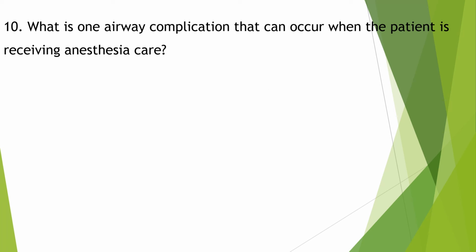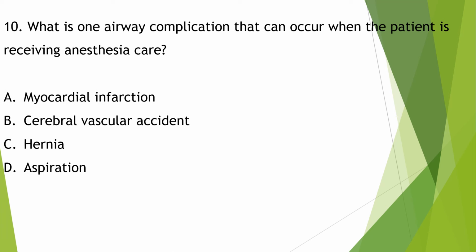What is one airway complication that can occur when the patient is receiving anesthesia care? Is it a myocardial infarction, cerebrovascular accident, hernia, aspiration? Aspiration is a direct risk when receiving anesthesia due to the patient's inability to protect his or her airway. Know that cerebrovascular accident and hernia are unrelated to anesthesia. Of course, the stress of surgery, especially in patients with comorbidities, can result in myocardial infarction, but in this question, the airway complication is aspiration.